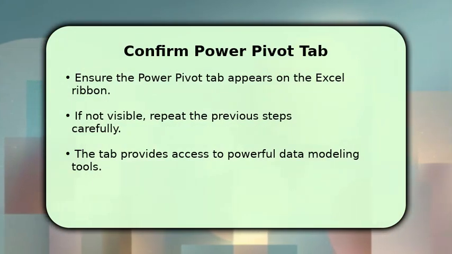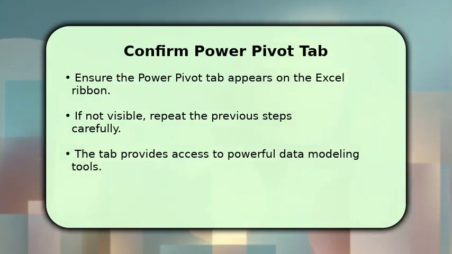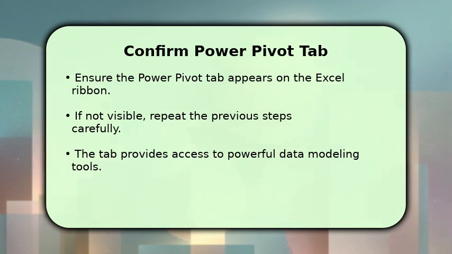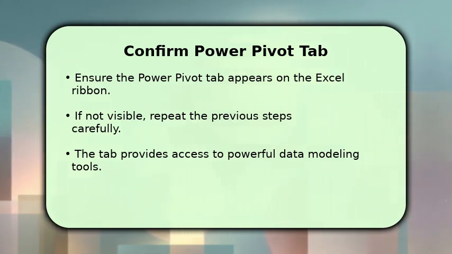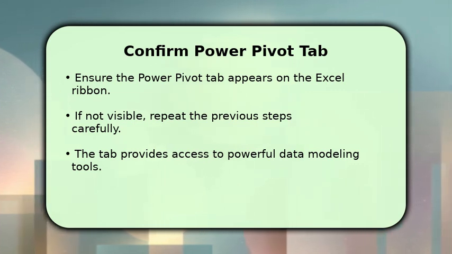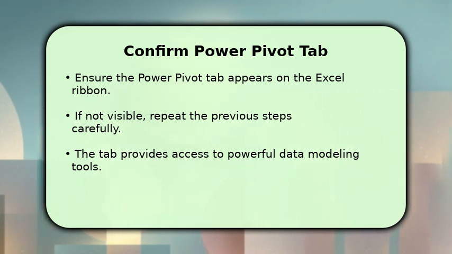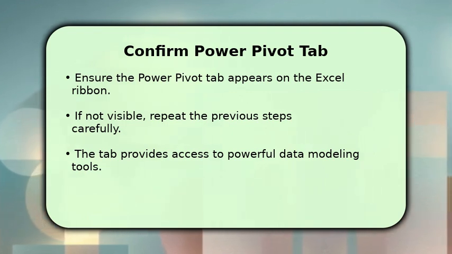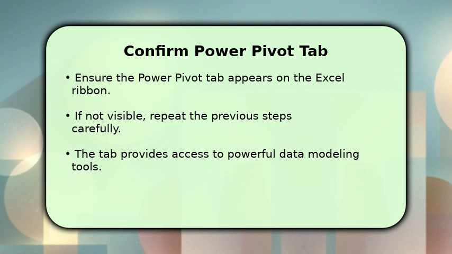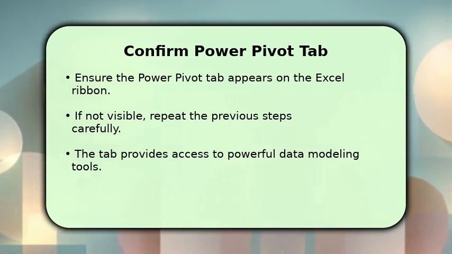After clicking OK, you should now see a new Power Pivot tab appear on your Excel ribbon, usually located near the other main tabs like Data or Review. This tab indicates that Power Pivot has been successfully enabled and is ready for use. If you don't see it, don't worry. Simply go back and repeat the previous steps, ensuring you've checked the correct box.